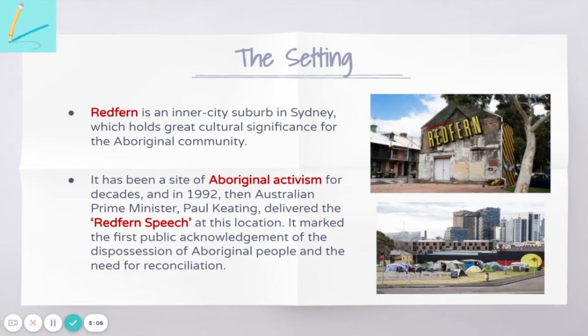And I know a lot of you guys might have learned a little bit about the stolen generations, so you may have watched or read the transcript of the Redfern speech, or you may have some prior knowledge about it. But that's why Redfern is such a significant part of Australian history, and it's why it's such an important location for Aboriginal Australians.